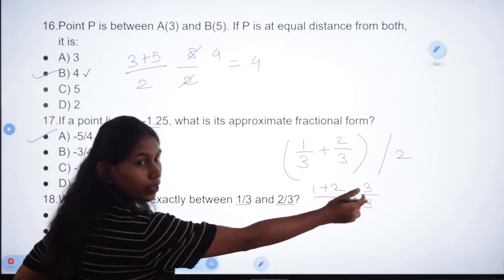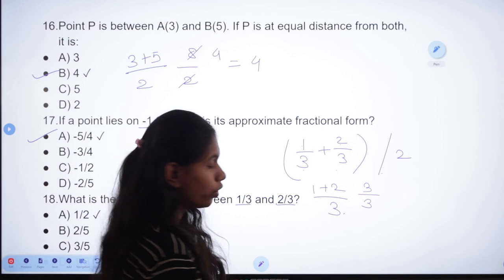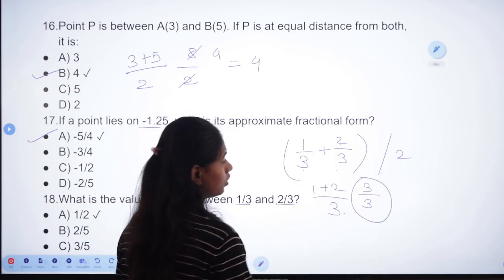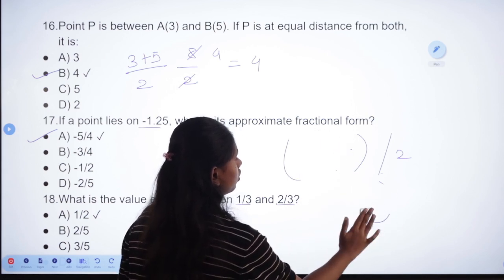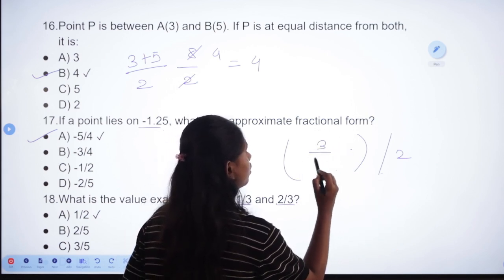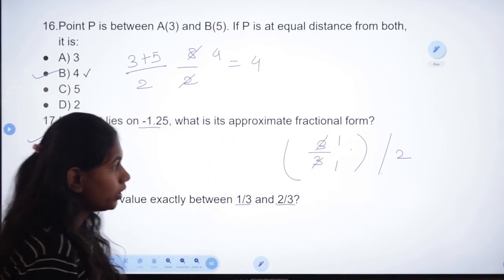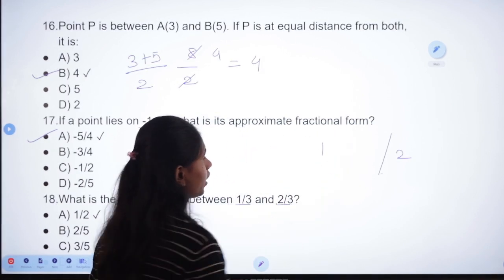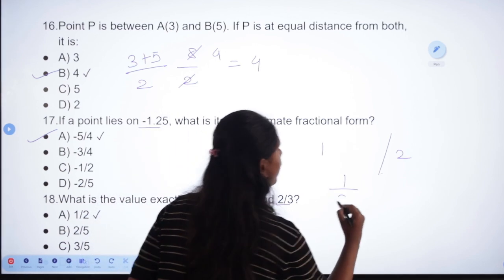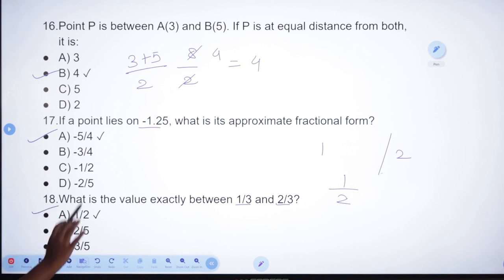Now dividing this by 2 is most important. We just solved this term, and the answer is 3 by 3. So we put 3 by 3 here, 3 by 3 by 3. Now you have to divide this. 3 ones are 3, 3 ones are 3. What does it mean? It is 1. Now removing the brackets, it is 1 by 2. So the correct option here is option A, 1 by 2.